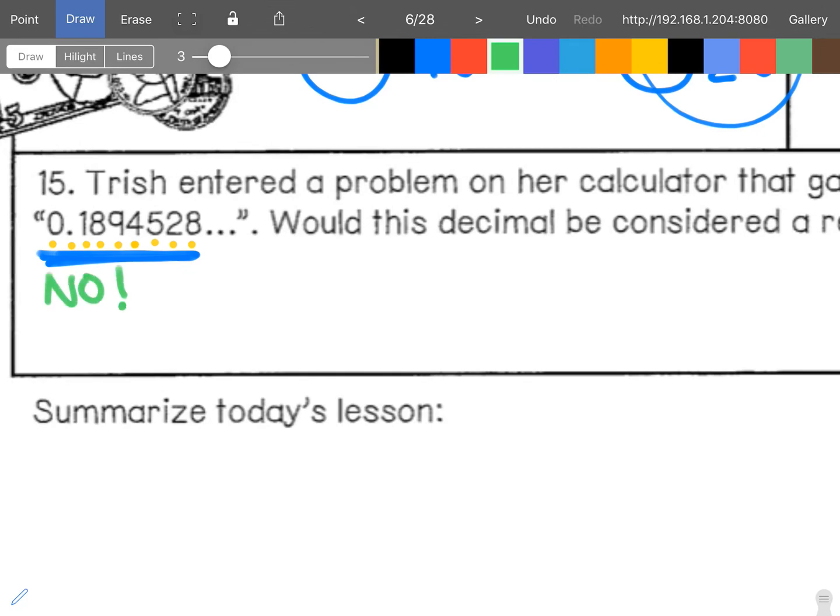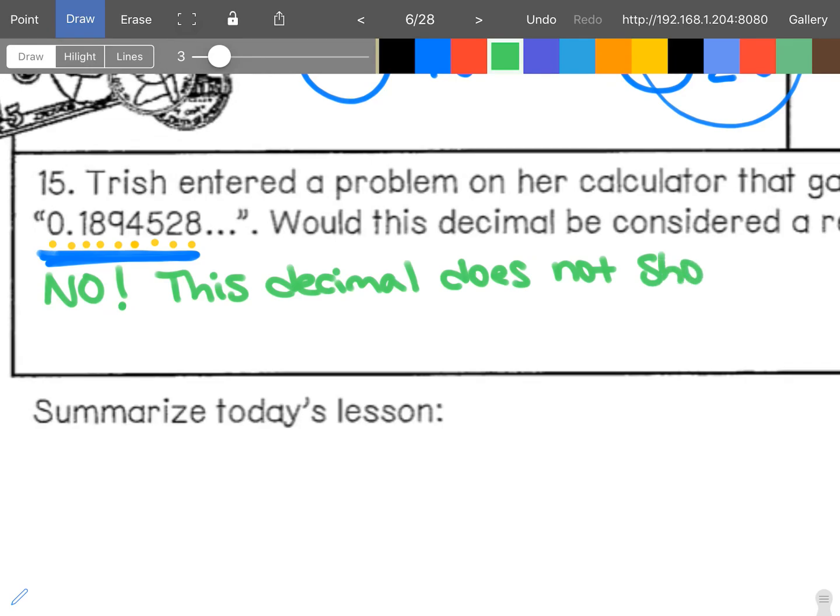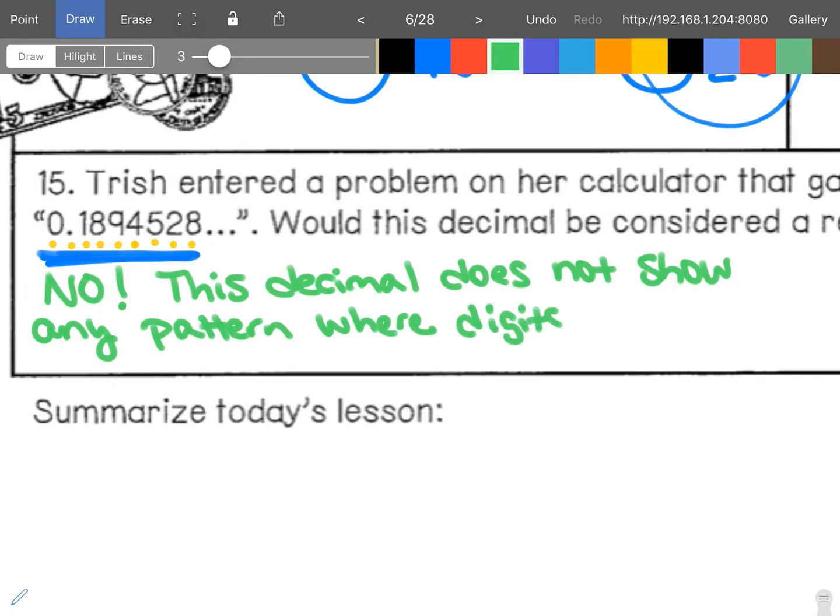No, sorry, I need to use a capital. No, this decimal does not show any pattern where digits are repeating. Now you can write something slightly different, but as long as it's similar to that.